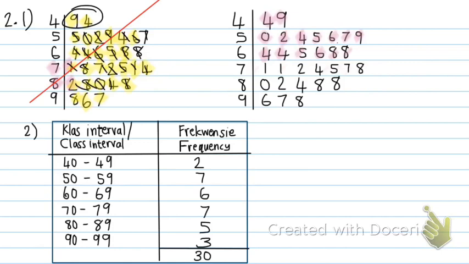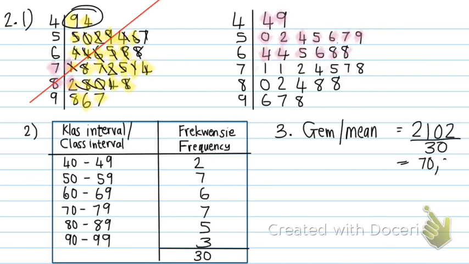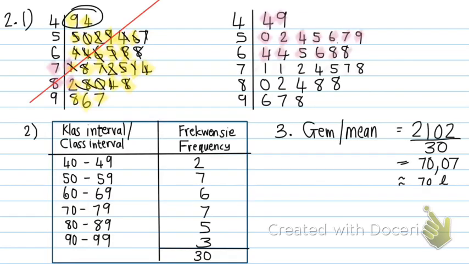Number 3, calculate the actual mean for this data. To calculate the mean, I have to add all of those numbers and divide it by 30 because that's how many numbers there are. So to get the mean, I'm going to add all of them, and that gives me 2,102 divided by 30. That is 70,07. I rounded that off to 70 because they said to round it off to the nearest whole number. So the nearest whole number is 70 liters. 70 liters is the mean.